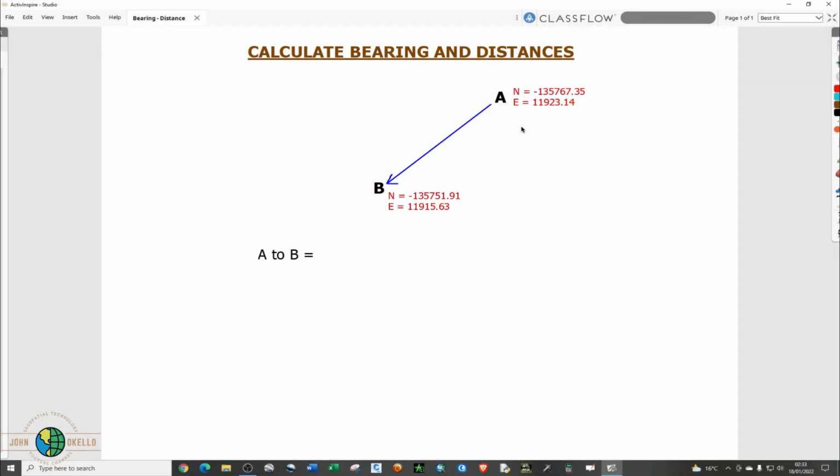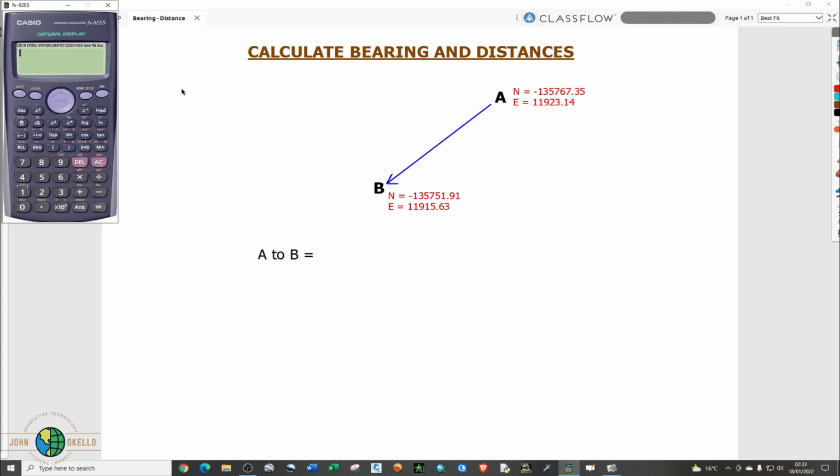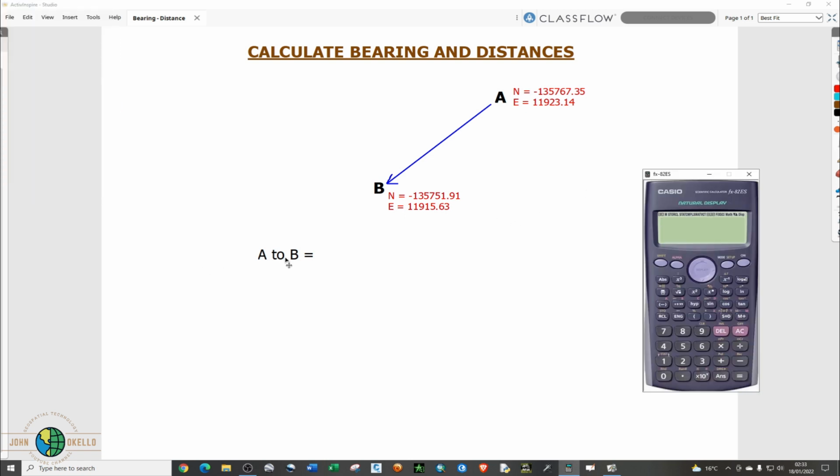And welcome back. Today I'll be showing you how to calculate the bearing and distance between two points. So you're just going to use a scientific calculator and you're going to use the Pol function.